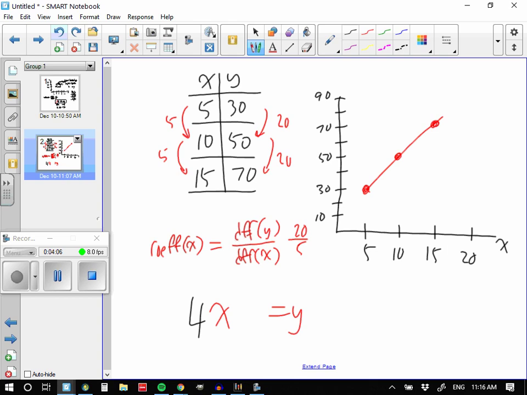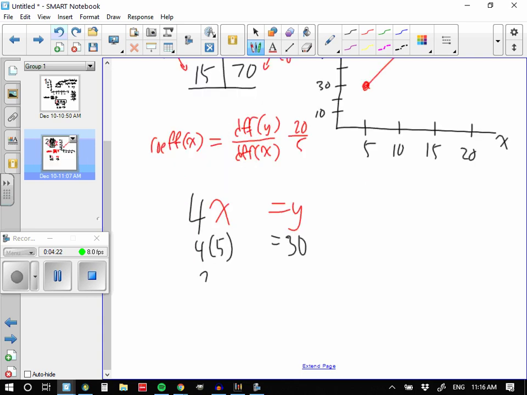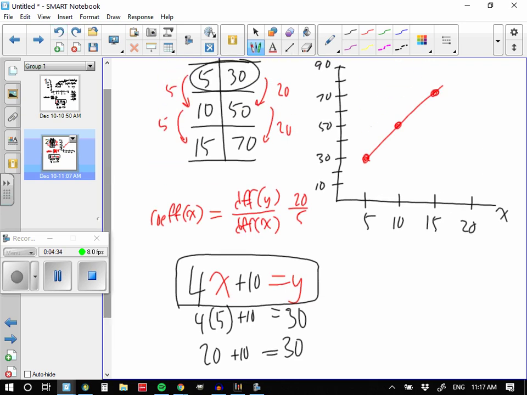Once we have that, we can take any ordered pair. We'll take 5 and 30, and we substitute it into our equation. So 5 is the x value, which makes 4 times 5, and the y is 30. And since 20 does not equal 30, a plus 10 constant is required to balance the 2 sides. Therefore, any point on that line will fall into the equation of 4 multiplied by the x value plus 10 equals the y value.